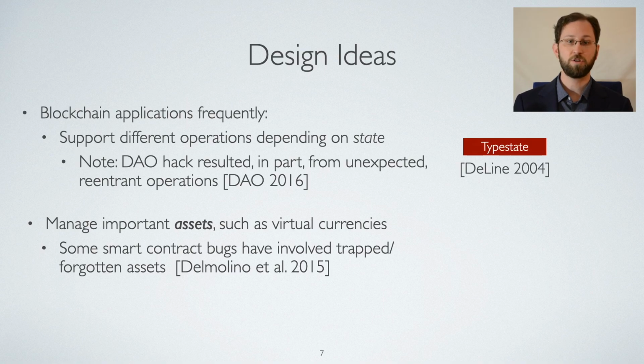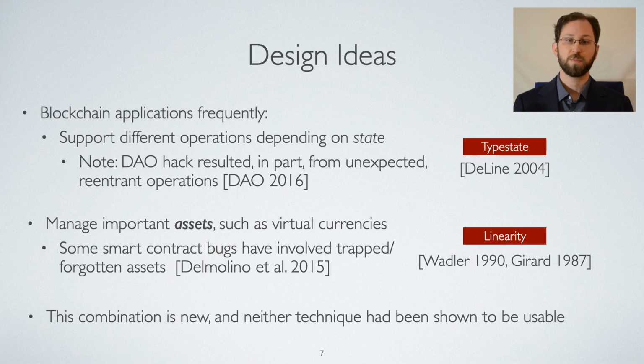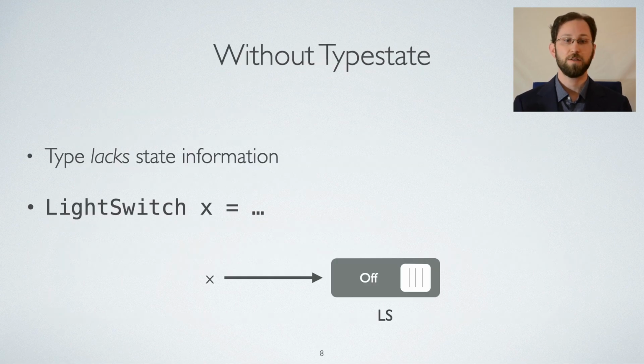So we're going to use two approaches from type systems in order to address these bugs and integrate them into Obsidian in order to obtain better safety guarantees. So we have this notion of Typestate and linearity, which I'm going to introduce in just a moment. But this combination is new in a programming language, and neither technique has been shown to be usable even in isolation.